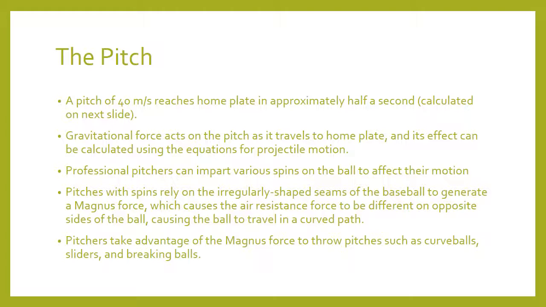Professional pitchers also throw a lot of different kinds of pitches, and to do so, they impart various spins on the ball. The spins generate a Magnus force, which causes the air resistance to be different on opposite sides of the ball, causing it to travel in a curved path. And they take advantage of that force to fool batters with curving pitches like curveballs, sliders, and breaking balls.